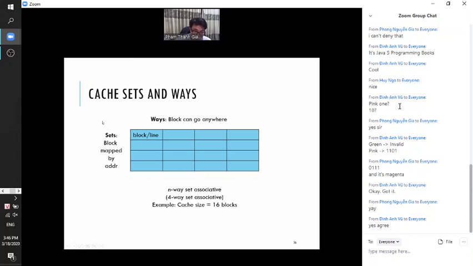It means that for one index, we can write the address into any position in here. Any position in the block. Okay, we will go step by step to become more clear.